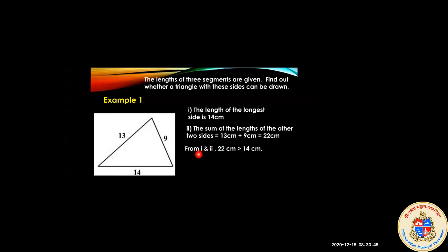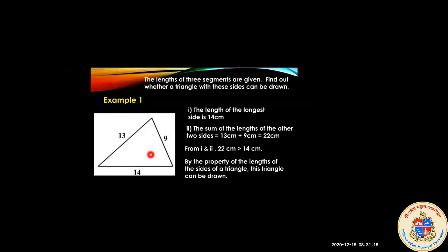So from step 1 and 2, we come to know that 22 centimeter is greater than the 14 centimeter. Therefore, this triangle can be drawn. So you can write the answer like this at the end: by the property of the length of the sides of a triangle, this triangle can be drawn. See, if it was less than the 14 centimeter, then we could not draw a triangle.